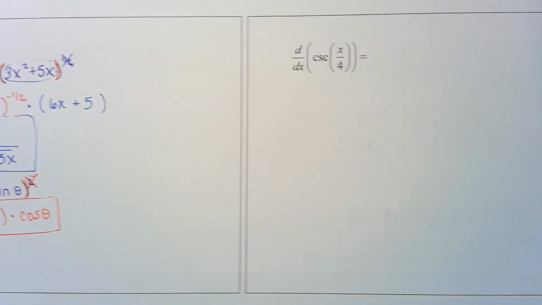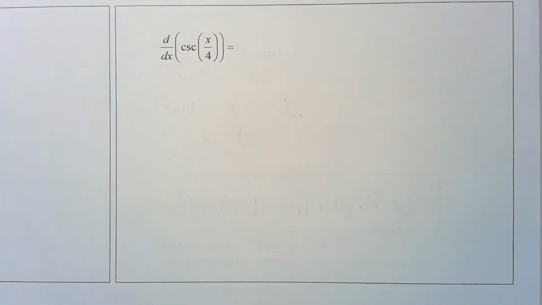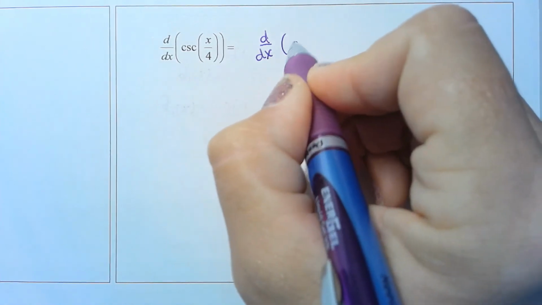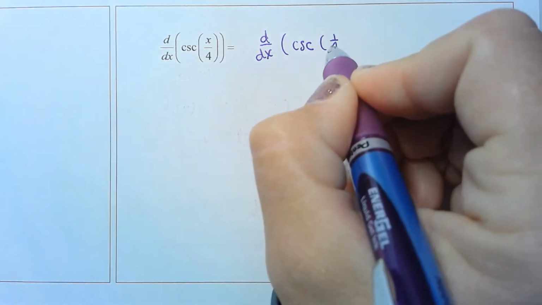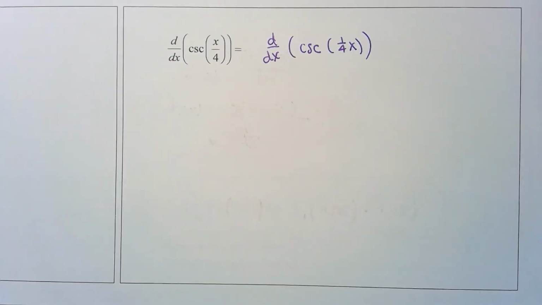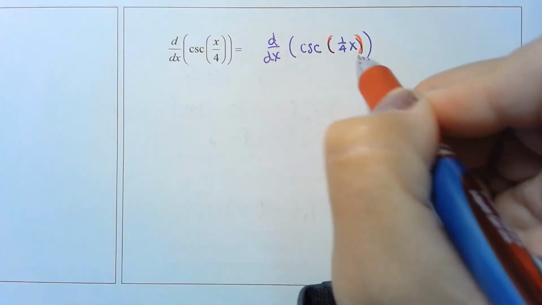Let's look at this next one. d dx, take the derivative of the cosecant of x over 4. So it's not just the cosecant of x, it's the cosecant of another function. All right, so one thing I might do, this may help us, is to write this as the cosecant of 1/4 x. Whether we do that now or later, I think that will help a lot of us realize what the derivative of the inside will be. So here's my inside, my 1/4 x, or my x over 4.